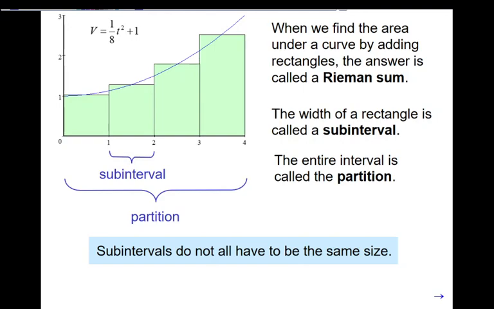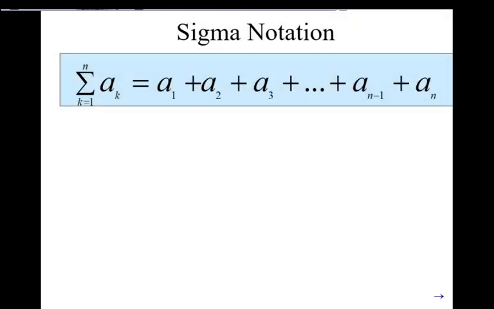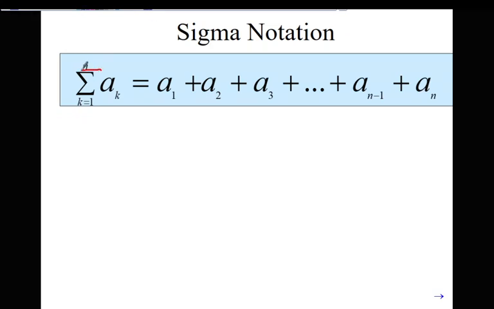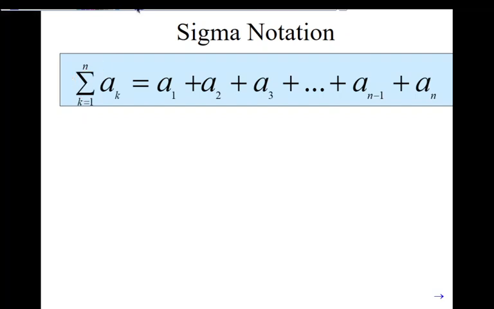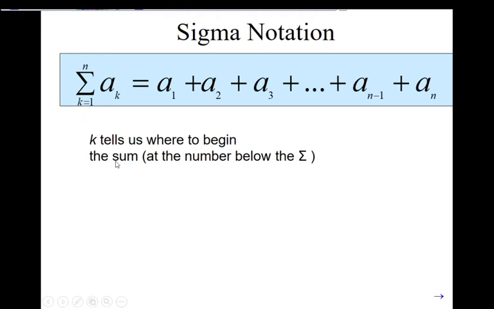Okay, but when we add up a bunch of things in succession, we can use sigma notation. Okay, sigma is the Greek letter right here. This is sigma. It's a way of adding up a bunch of terms in sequence. So in sigma notation, k tells us where to begin the sum. That's the number below the sigma. So in this, k is 1. And where to end is the number above the sigma. So in this case, it's n.